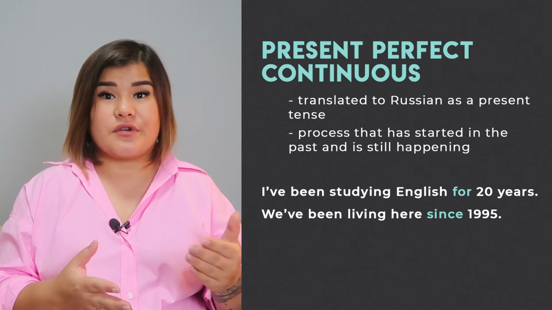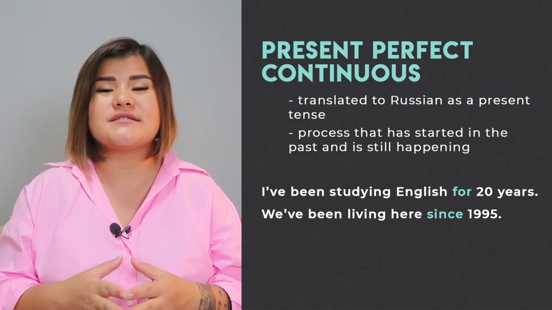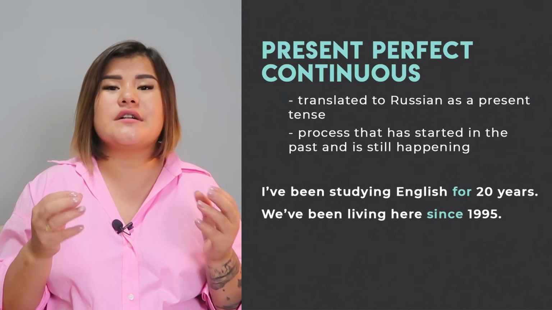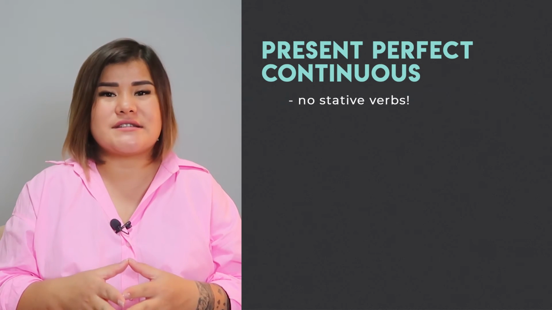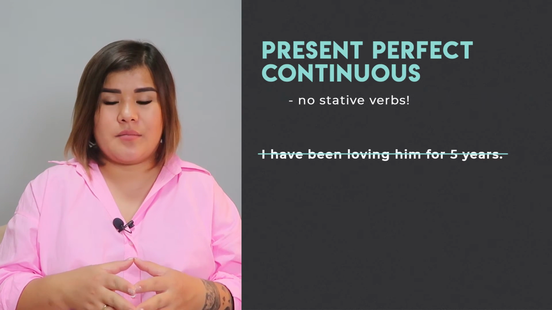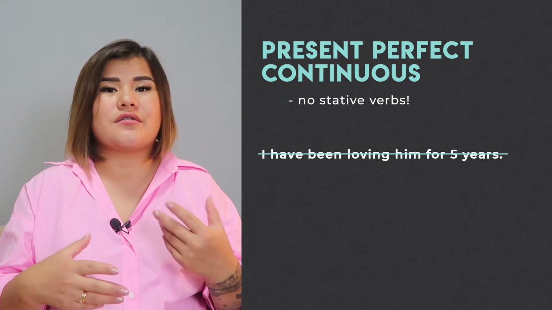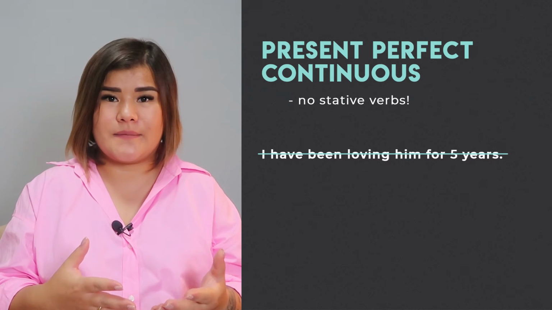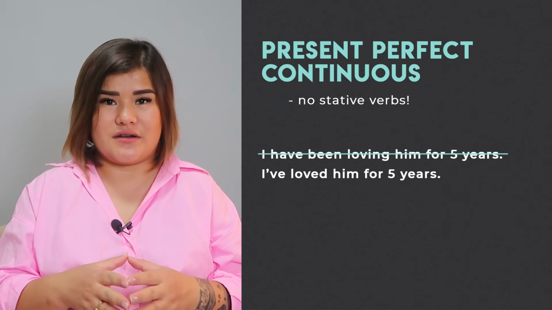Since the present perfect continuous is still a continuous tense, a progressive tense, we cannot use stative verbs in the continuous. So we cannot say, I have been loving him for 5 years, because love is a stative verb. It refers to a feeling. So here we say, I've loved him for 5 years.